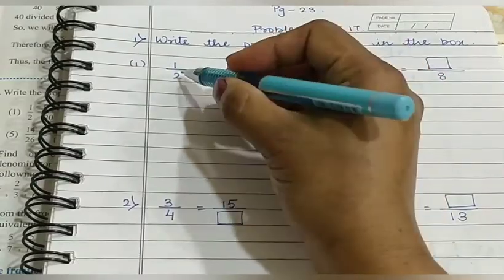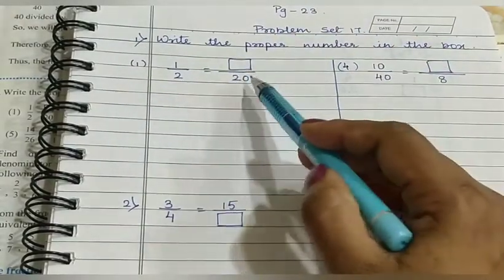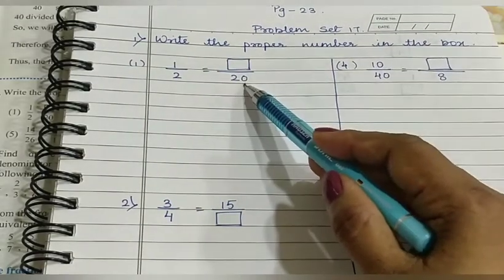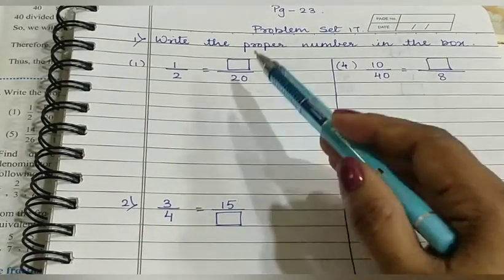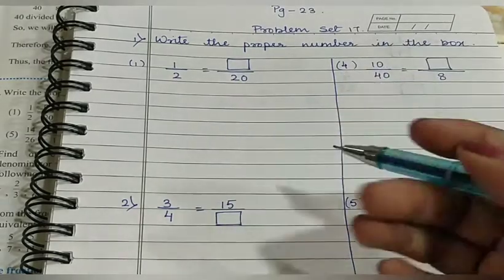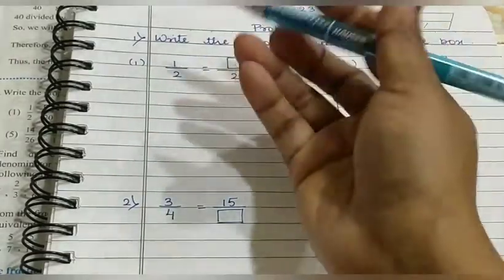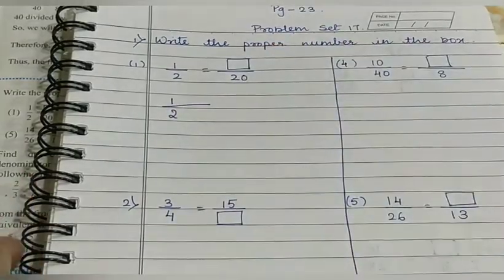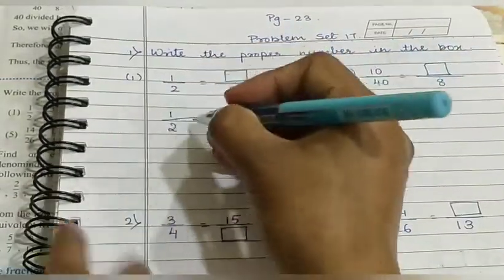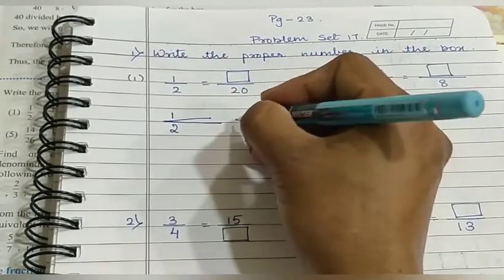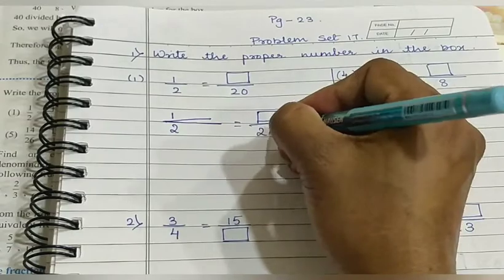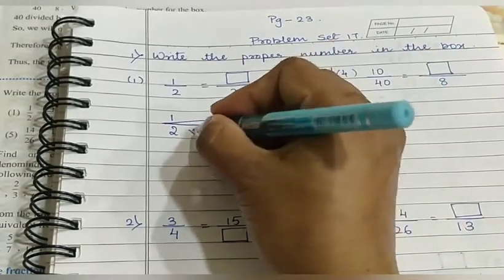Children, see 1 upon 2. What I told you, you have to see where the number is big. Here the number is big on the right side. So what do you have to do, multiply or divide? See, if the number is big on the right side, then what will you do children, 1 upon 2. You will write equal to 20, and let us start.